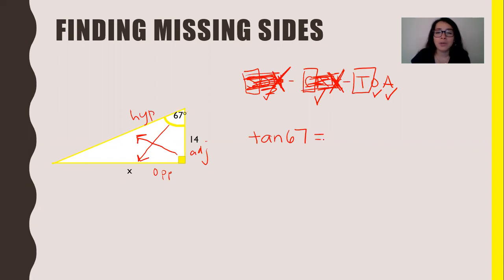And we're gonna make it equal to, we know it's opposite over adjacent. So what's our opposite? Our opposite is x. What's our adjacent? It's 14. So that's how we set up this problem. Notice that I just took the t for tangent and I put the degrees, 67. And then we know that it's opposite over adjacent. So opposite, which is x, adjacent, which is 14.